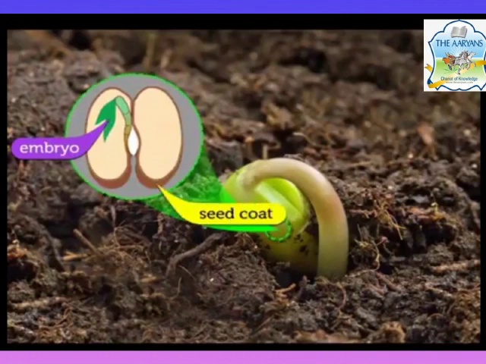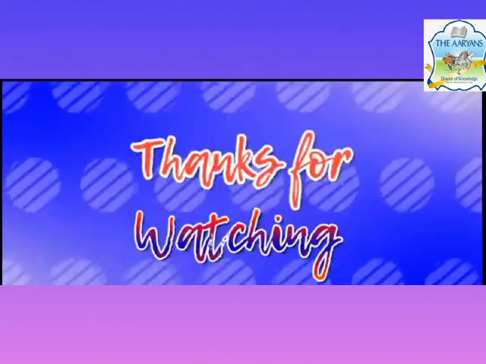And the outer covering of the seed is called seed coat. Seed coat protects the embryo from injuries, especially when the seed drops from the plant. Right? That's all in this chapter.